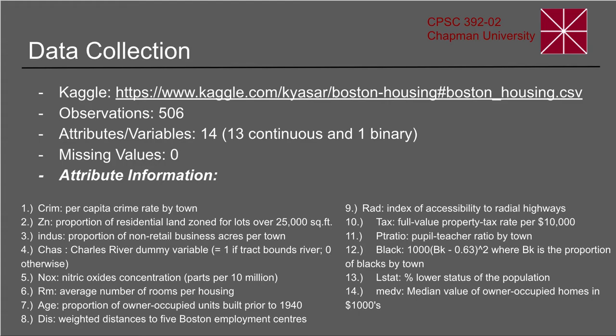So the data I collected was from Kaggle. It was a totally free open source data set, and it contains 506 total observations with 14 attributes, 13 continuous, and 1 binary, and it has 0 missing values. And below you can see the attribute information in detail.